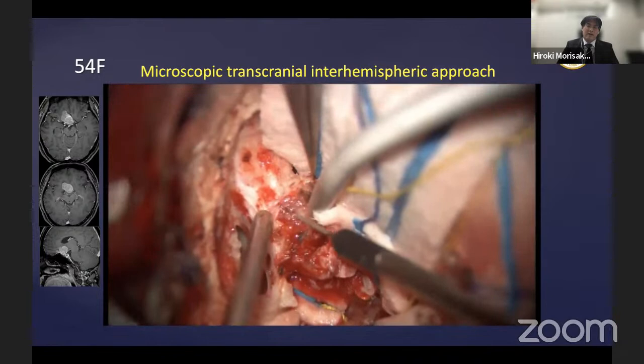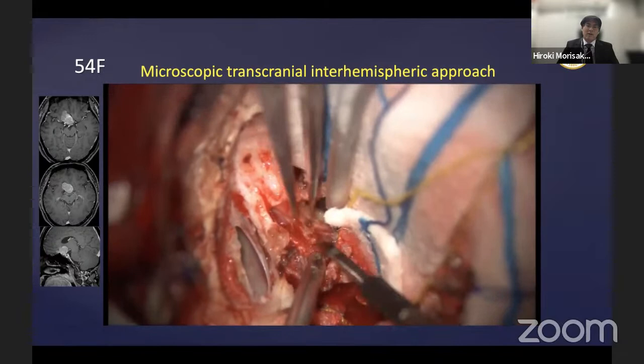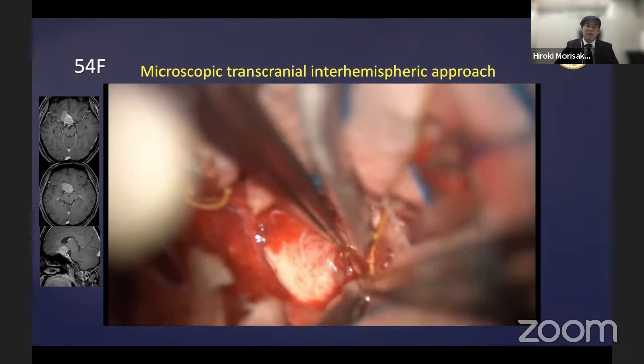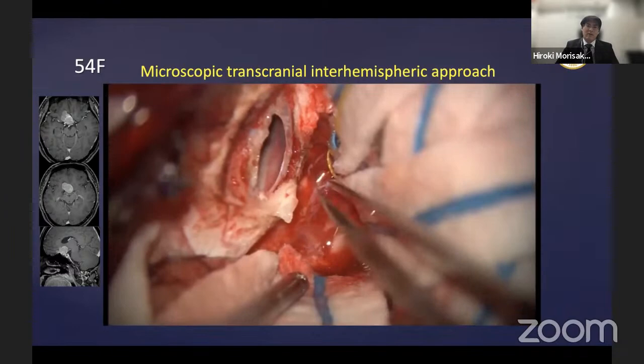After that, we opened the right side optic canal, identified the right side optic nerve, and followed it posteriorly. In this case, the tumor tightly adheres to the right side optic nerve, but we could achieve total removal of the tumor after the meticulous procedure.